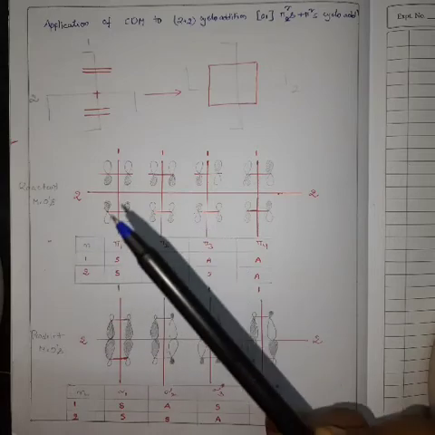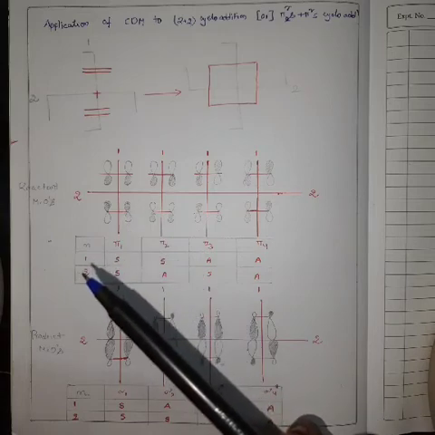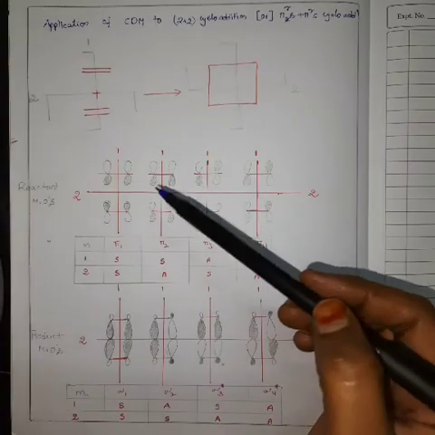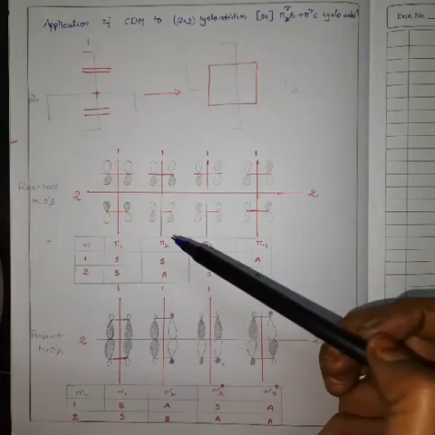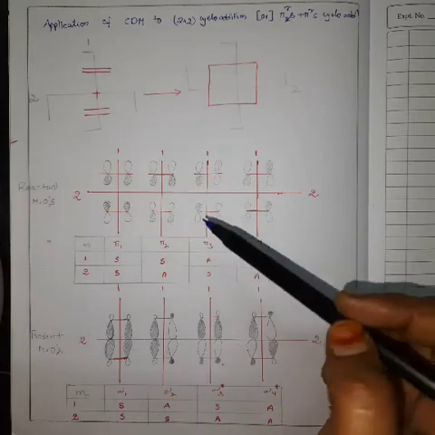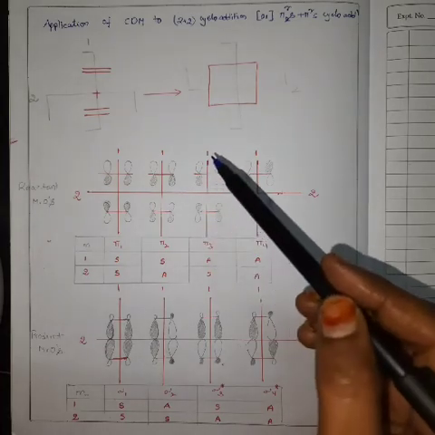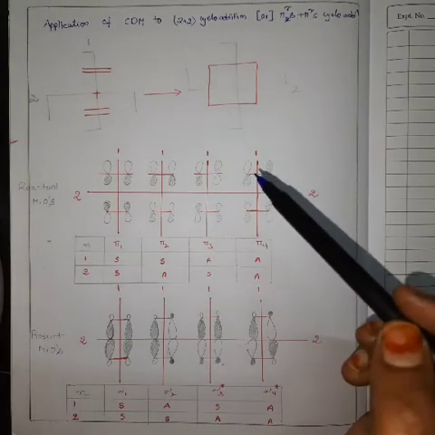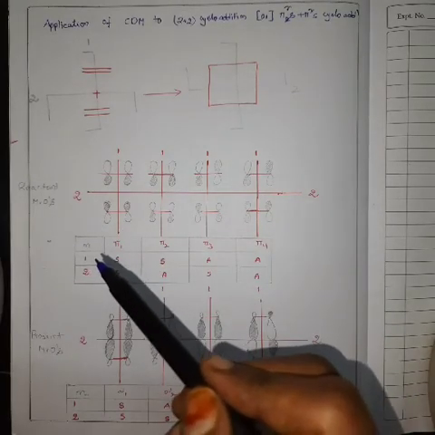With respect to the vertical plane, which is represented by sigma 1, the pi 1 orbitals are symmetric and the pi 2 orbitals are also symmetric, but the pi 3 orbitals are anti-symmetric with respect to vertical plane sigma 1, and the pi 4 orbitals are also anti-symmetric.